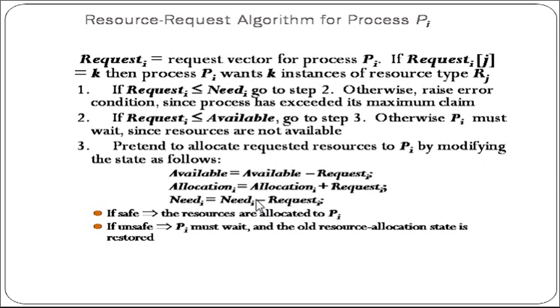Then again we revise the need as need is equal to need minus request. Now if the state is safe, the resources are allocated to Pi. If it is unsafe, Pi must wait and the old resource allocation state is restored.